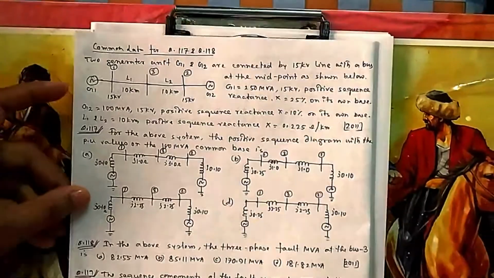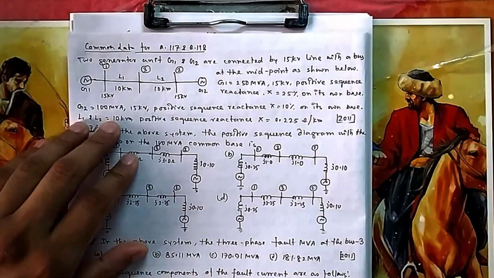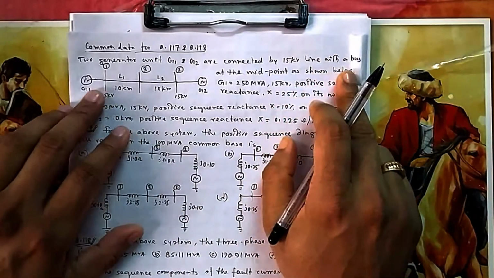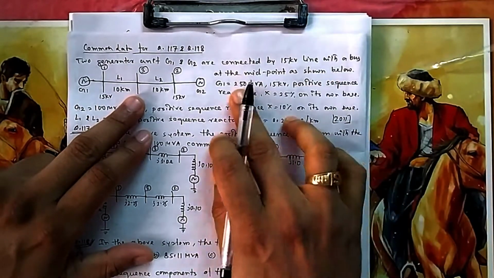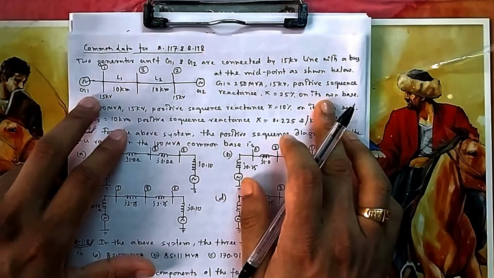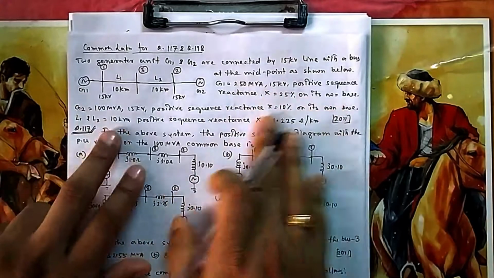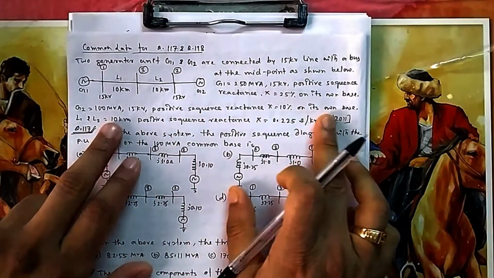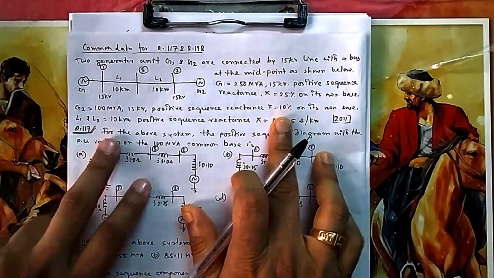Now if you come to 117 and 118, both are linked questions. Two generators G1 and G2 are connected by a 15 kV line with a bus at the midpoint as shown in the figure below. G1 and G2 have positive sequence reactance X on their own base. So we have to be careful: 25% per unit on this base, and this on its own base. These per units are not on the same base.